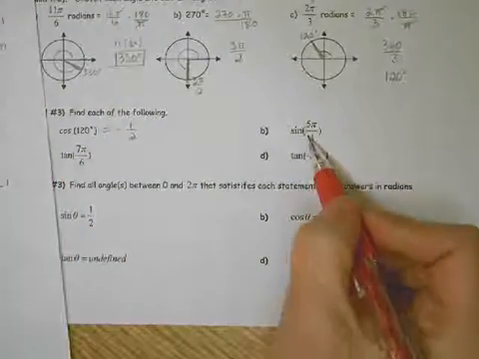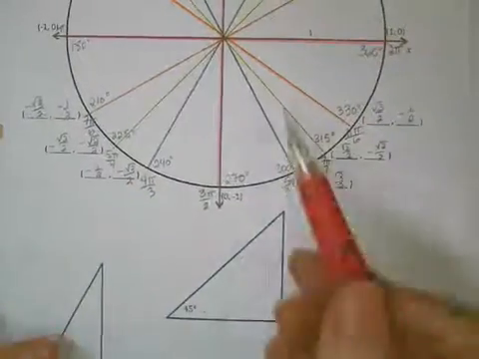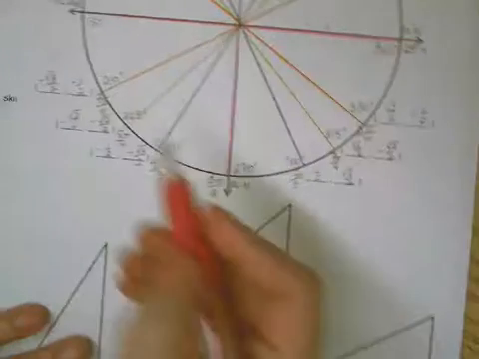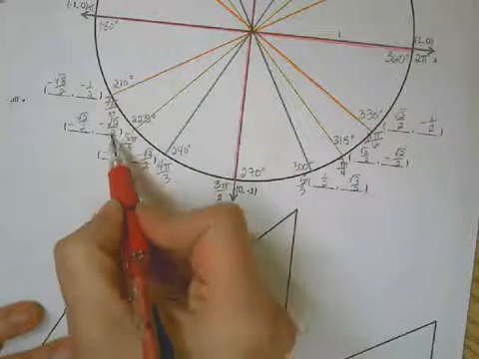Part B, sine of 5 pi over 4. So I'm going to 5 pi over 4, which is down here. As for the sine, my y value is my sine value, so negative radical 2 over 2.